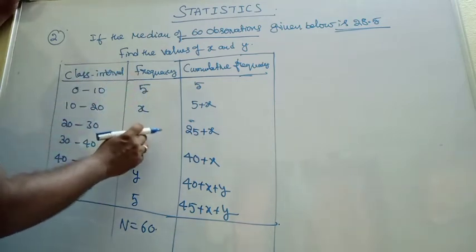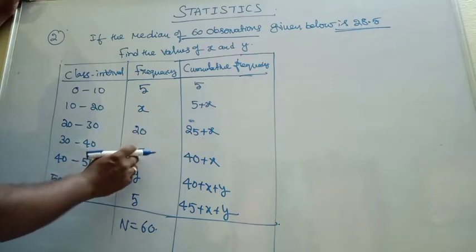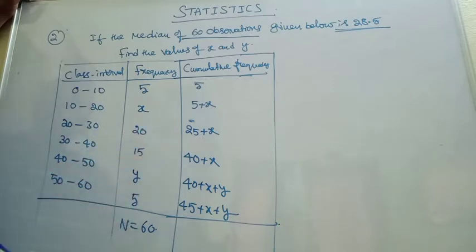5 plus 20, 25 plus 15, 40, 45 plus x plus y. 45 plus x plus y is equal to 60. That means x plus y is equal to 60 minus 45. That means you will be getting x plus y is equal to 15.